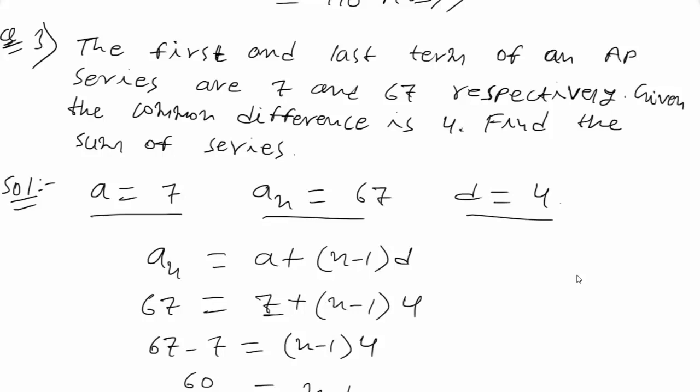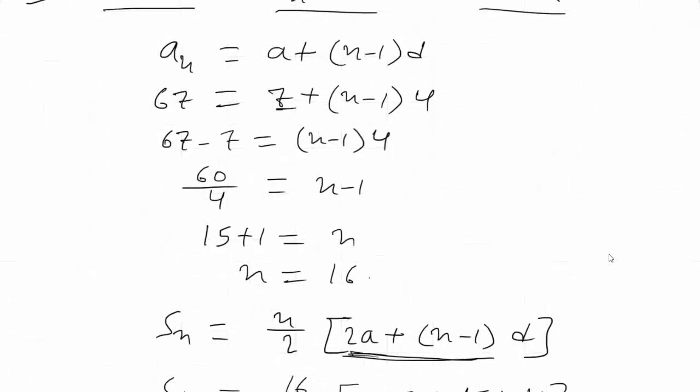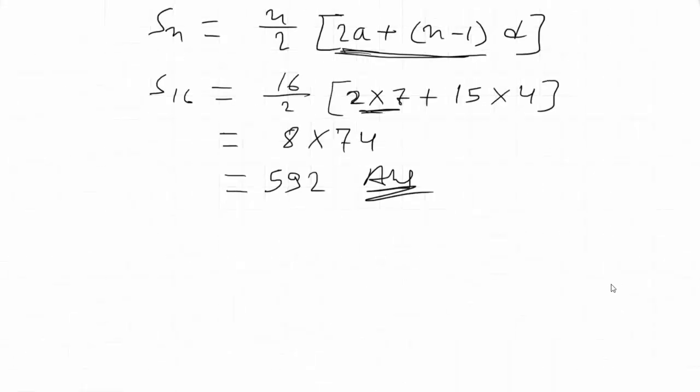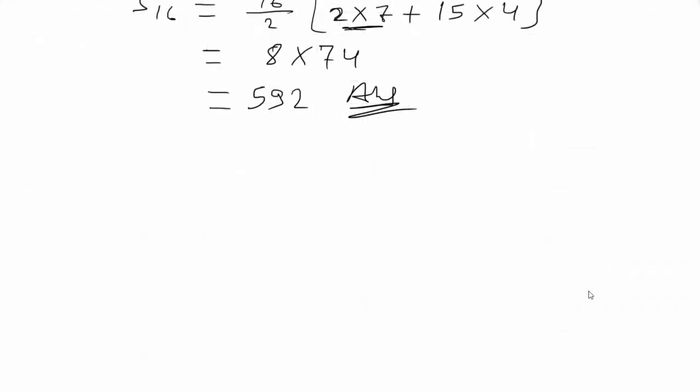Now try to relate. In order to find the summation, we needed D. D was already given. We need to know N, and N was not known. So we used this given information to first evaluate the value of N, and once the value of N is evaluated, then we found out the summation of the series. So in this way, you need to read the question, write the information, and then analyze how to proceed with it. Okay, so let us take another question.